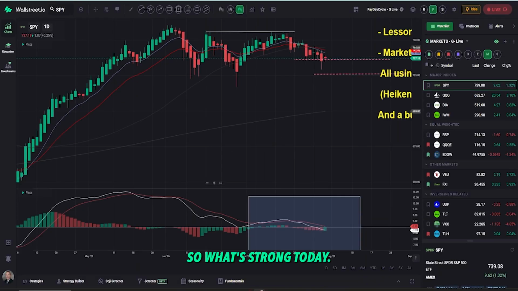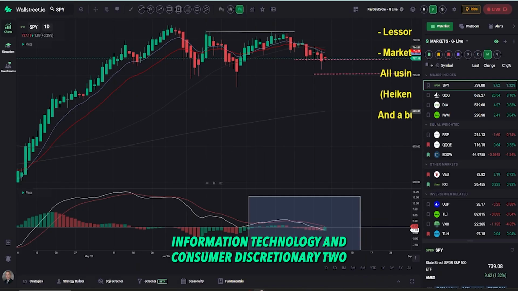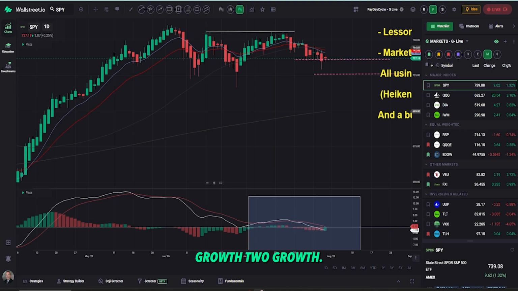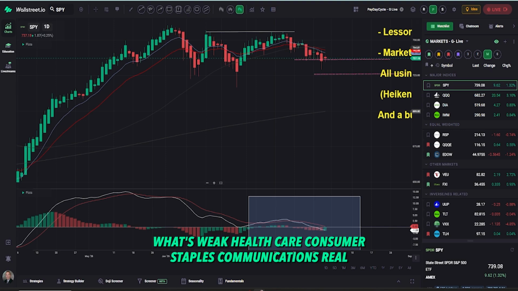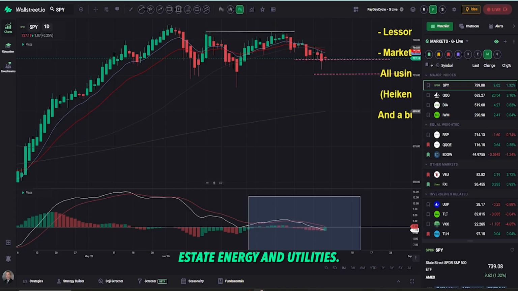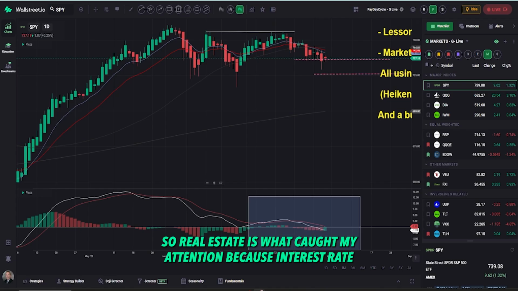So what's strong today? Information technology and consumer discretionary. Two growth things are strong today. What's weak? Healthcare, consumer staples, communications, real estate, energy, and utilities. So real estate is what caught my attention because of the interest rate change. I don't see financial services as being a huge change. We'll go look at that.